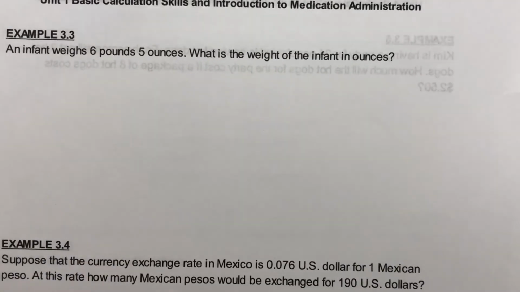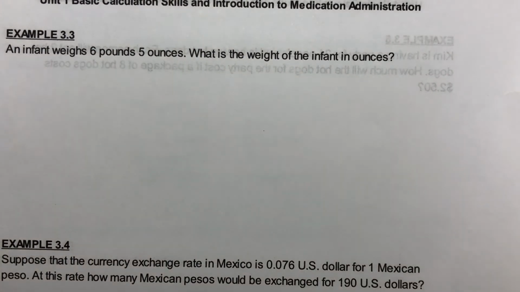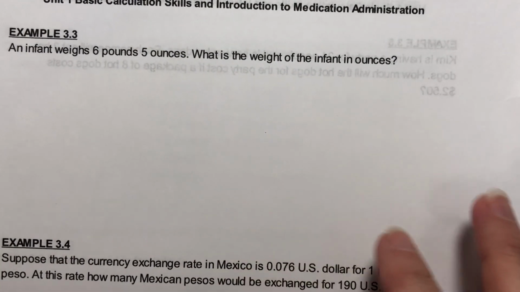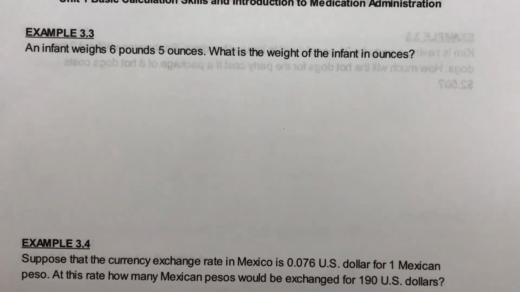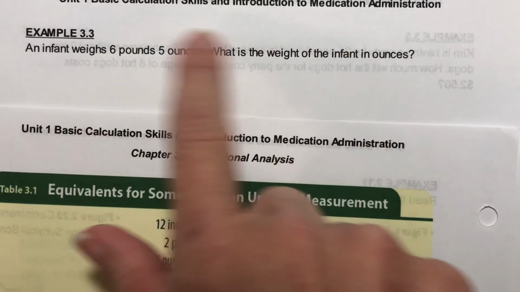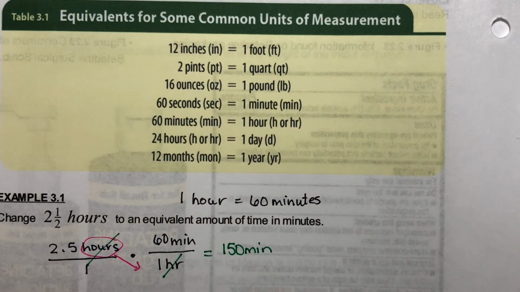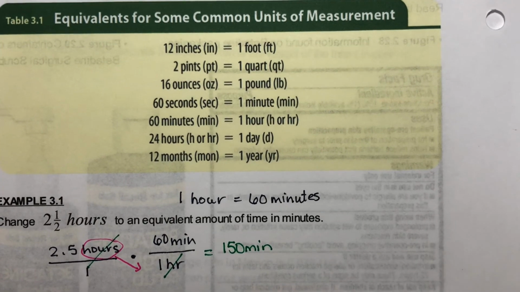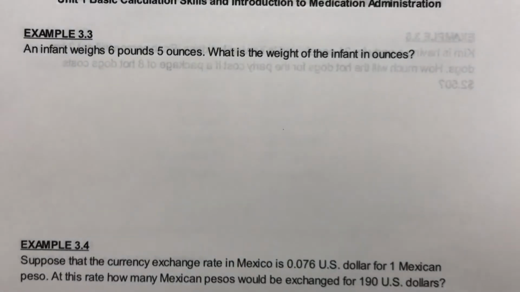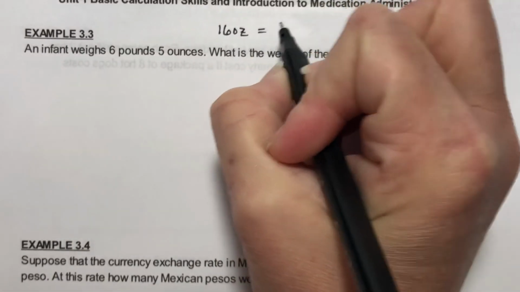An infant weighs 6 pounds and 5 ounces. What is the weight of the infant in ounces? Okay, let's look here. We're looking for pounds and ounces. What's the relationship? There are 16 ounces in 1 pound. So I'm just going to go ahead and write this on this other sheet of paper so I have it. 16 ounces is equal to 1 pound.